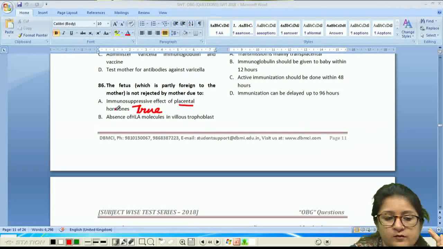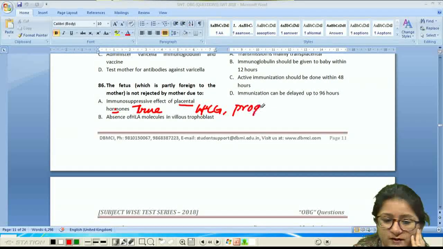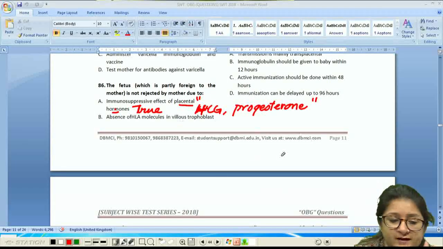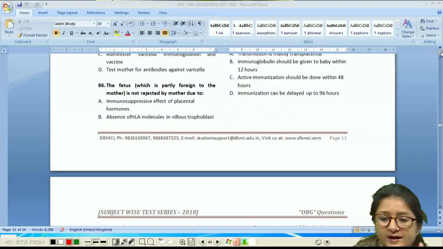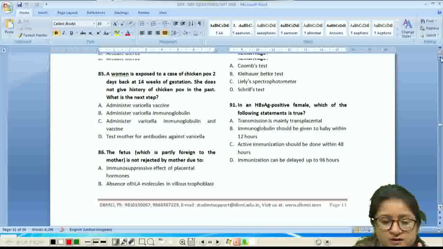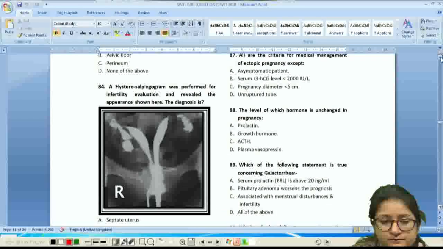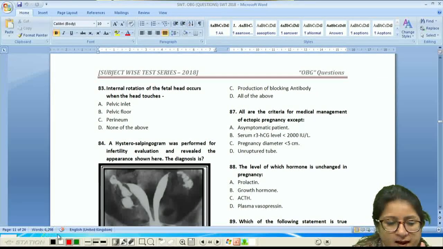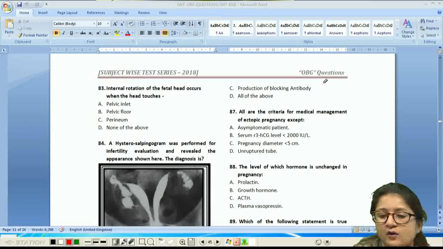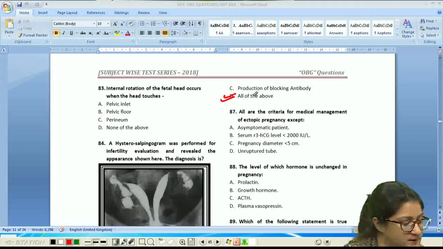Why? Because the placental hormones like HCG, especially beta HCG, and progesterone prevent fetal rejection. They have immunosuppressive effects. Absence of HLA molecules in the villus trophoblast is also a true statement. And production of blocking antibodies by the mother is also a true statement. So all of the above are true statements.